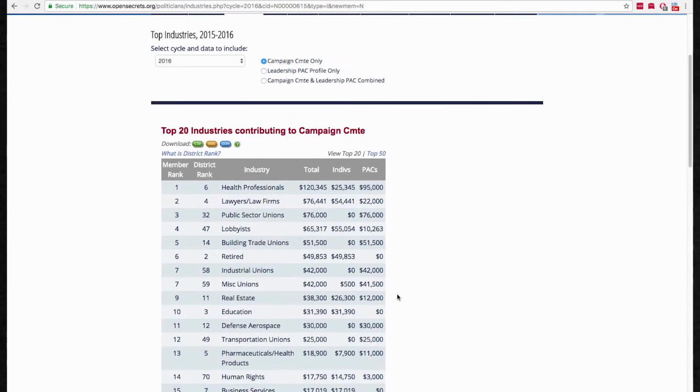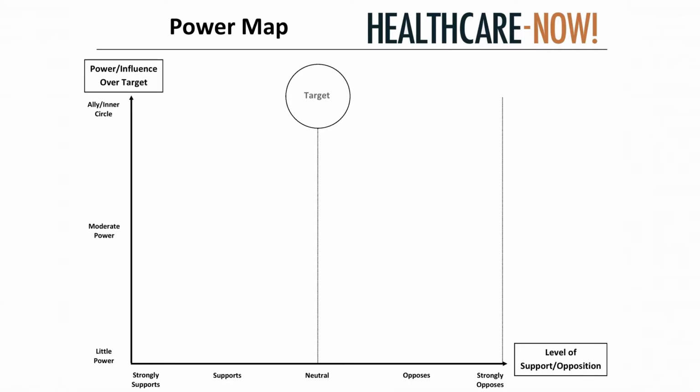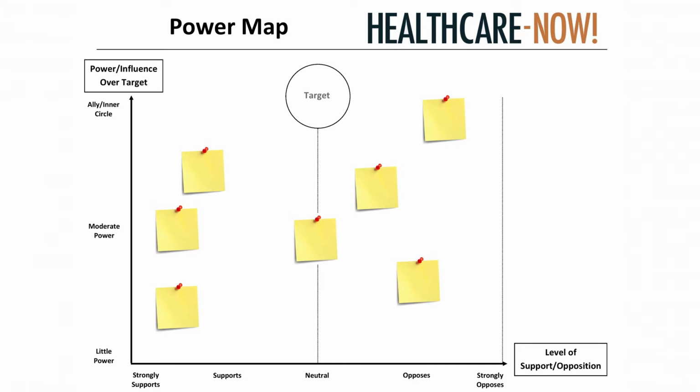Now that you have sticky notes for all of the players involved, you want to place them on the map according to their level of support or opposition to single-payer healthcare, and also how much power or influence they potentially have over the legislator on this particular issue. So the more supportive they are, the further to the left you want to put them. If they're strongly opposed, you want to put them all the way on the right. If they're neutral, stick them right in the middle.